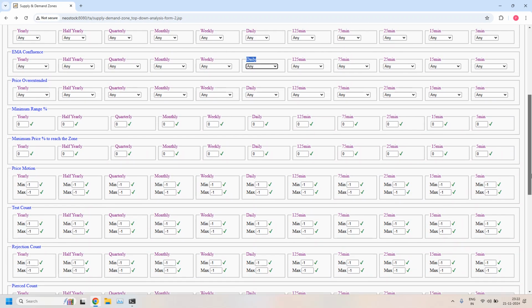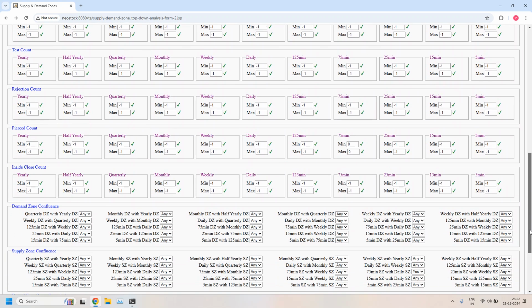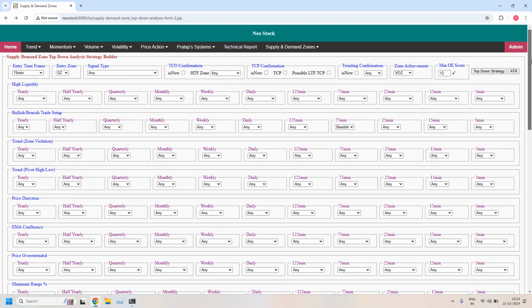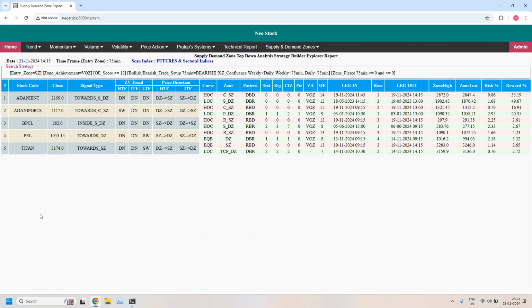So in the supply zone confluence, we need to set 3 filters. First filter is already enabled, that is 75 minute supply zone with daily supply zone confluence. Second filter, I am enabling 75 minute supply zone with weekly supply zone confluence. Third filter also I am enabling, daily supply zone with weekly supply zone confluence. With all the 3 filters, LTF, ITF, HTF supply zone confluence, we got 5 stocks. In all these 5 stocks, the entry time frame zone, the 75 minute supply zone, is part of the daily supply zone, both together again part of the weekly supply zone.